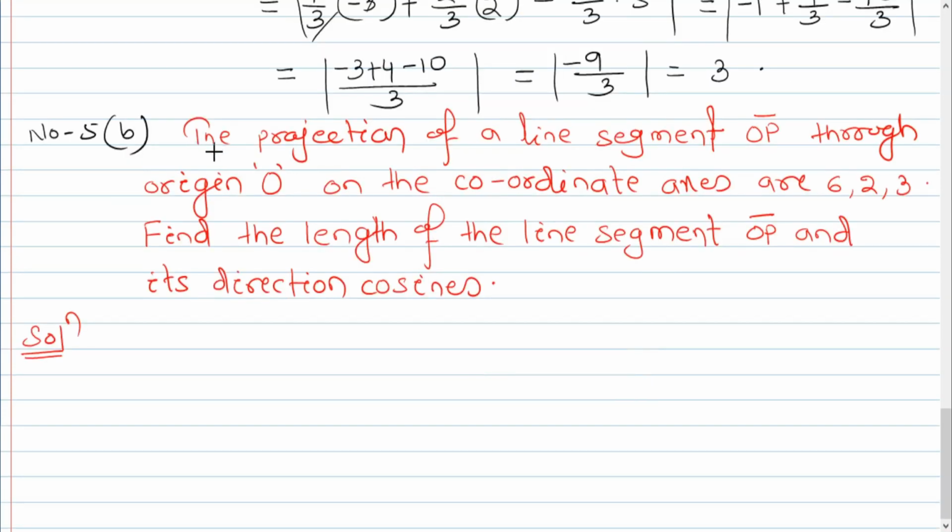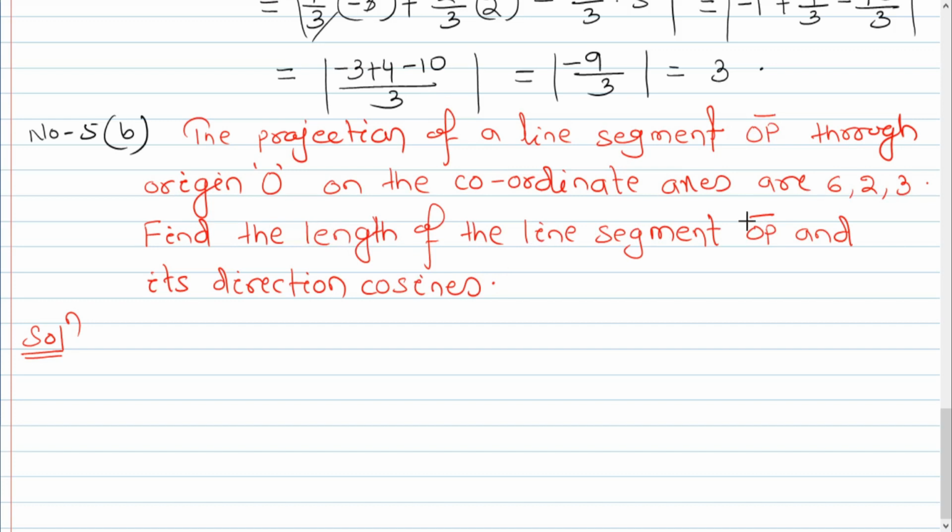Okay, now we'll take the bit 2, question number 5 bit B. Now we read question number 5b: the projections of a line segment OP through the origin O on the coordinate axes are 6, 2, 3. Here the projections of OP are given as 6, 2, 3. Find the length of the line segment OP and its direction cosines.